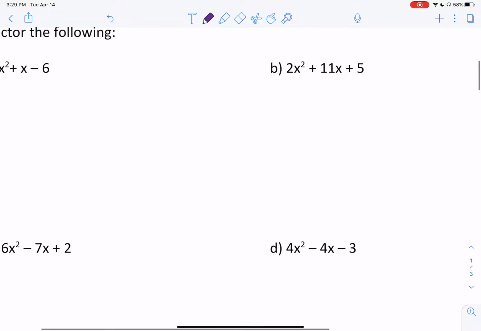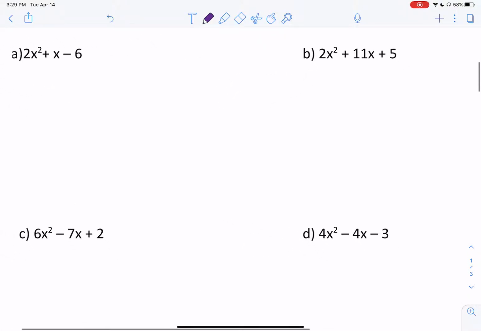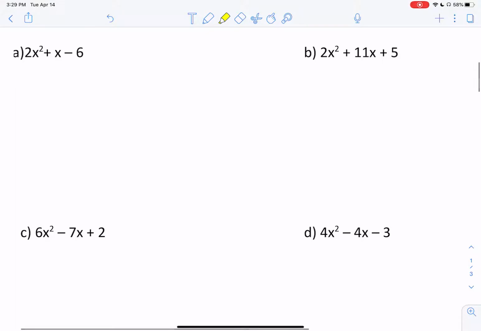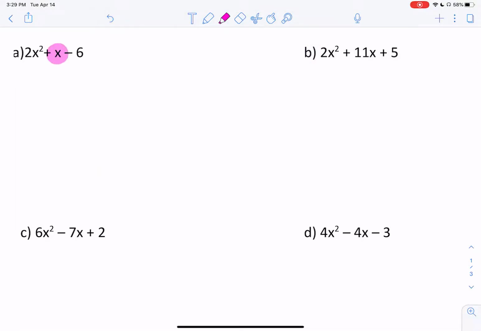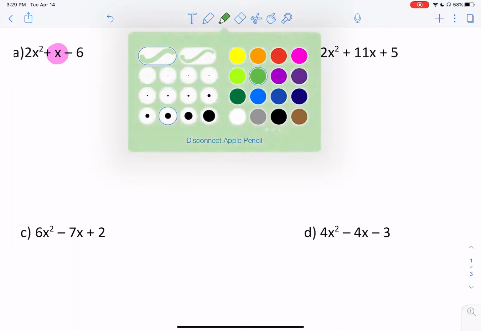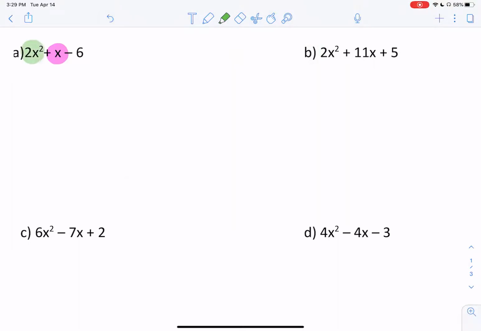So for our first example, 2x squared plus x minus 6. We're going to approach this very similar to how we were approaching everything last lesson. We're going to first identify our b. So again, make sure that your terms are all in order of largest exponents to smallest exponents. So I've highlighted my b pink, and now I'm going to highlight my a and my c.